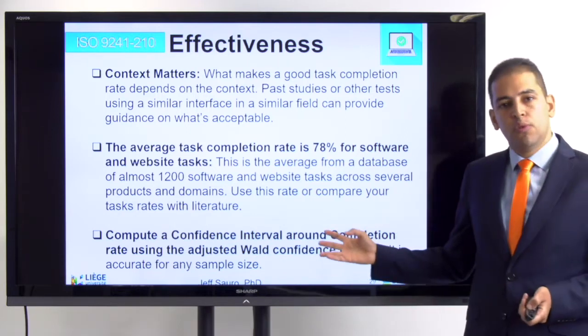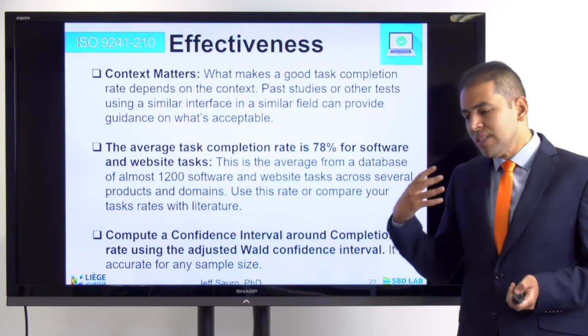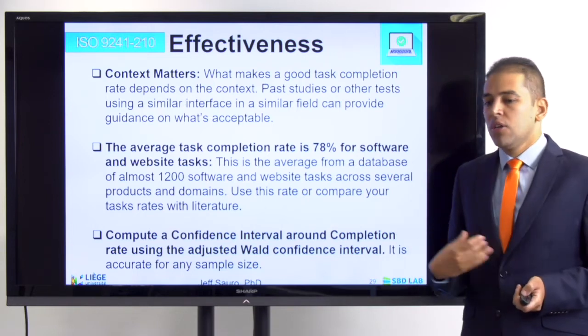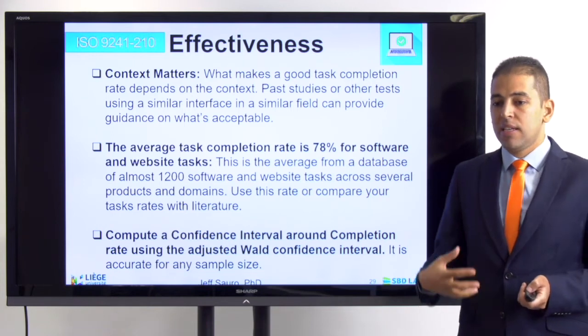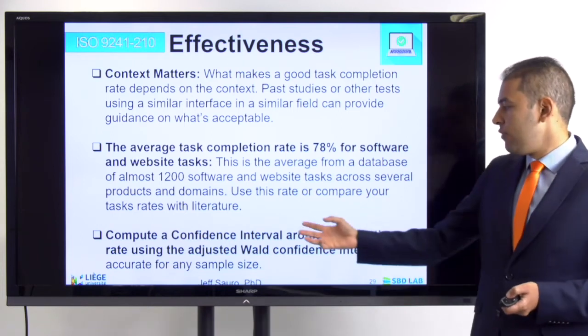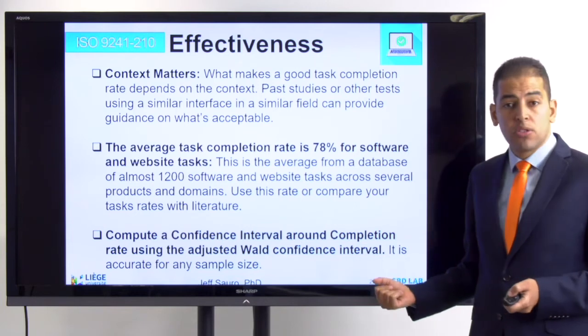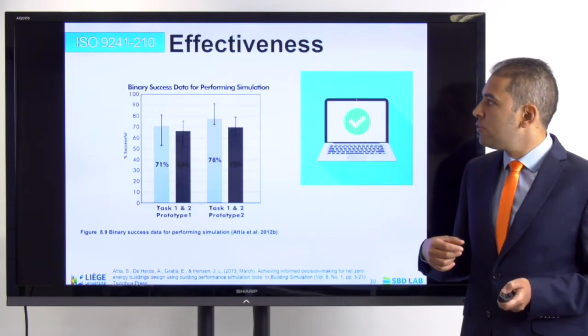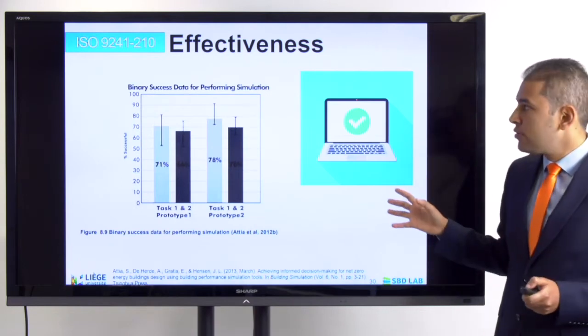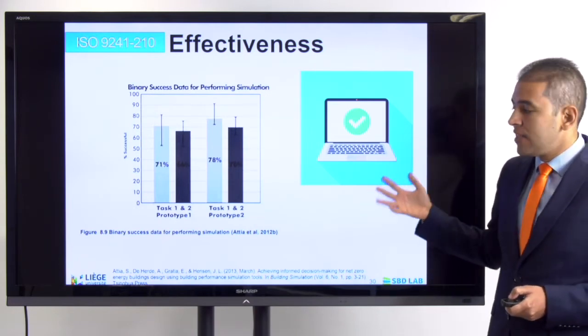So I advise you, if you want to do some statistical analysis to get some more confidence in the testing and in the results, just test the confidence interval and use the Wald confidence interval. So this is also a good idea to work on. This is just an example to give you an idea of what effective testing results look like.